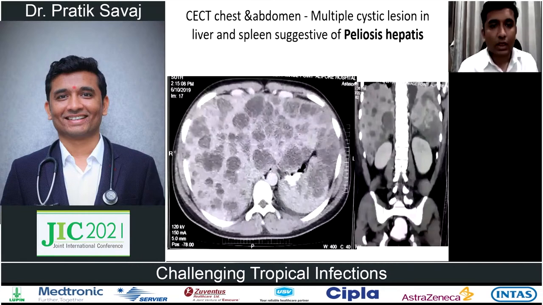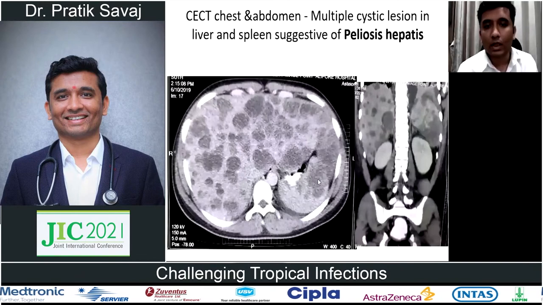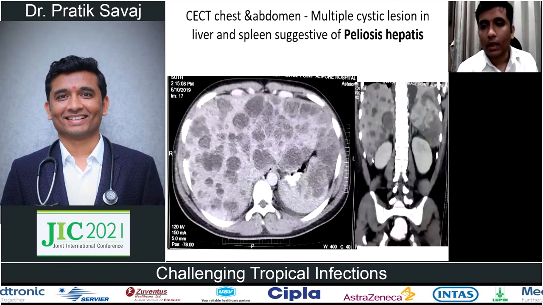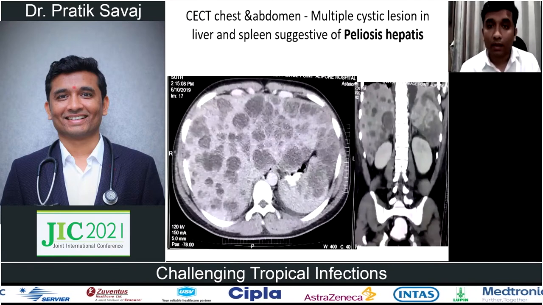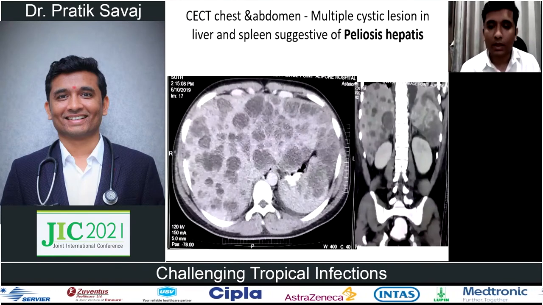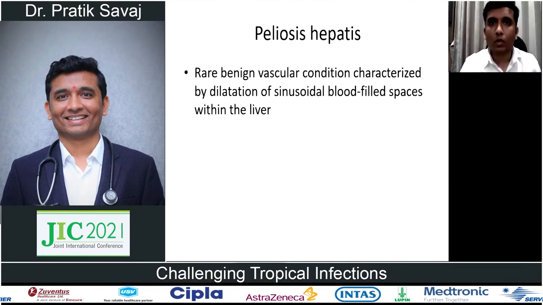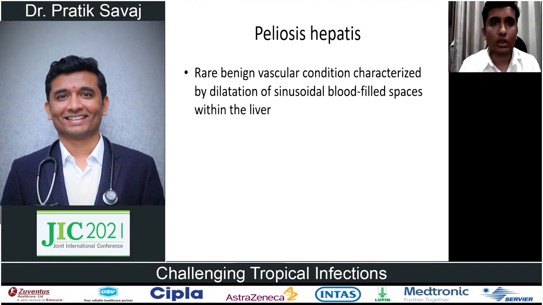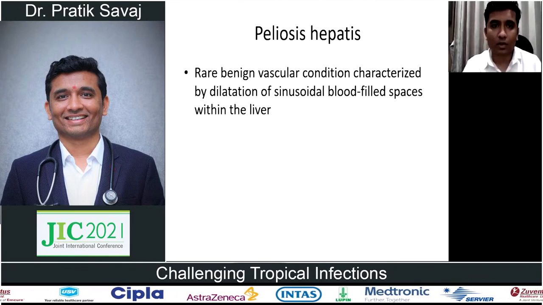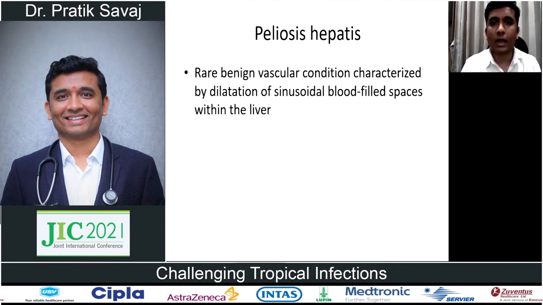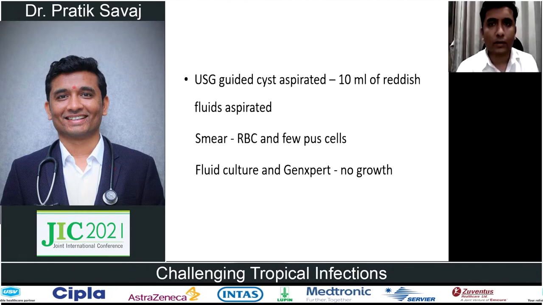CT was done, and you can see quite a lot of cystic lesions in the liver and spleen, and the entire liver and spleen is flooded with these cystic lesions, and they reported it as peliosis hepatis. Now peliosis hepatis, this term is quite common to gastroenterologists, and it's a benign vascular condition where there is a dilatation of the sinusoidal blood filled space within the liver, and it causes cystic lesions.